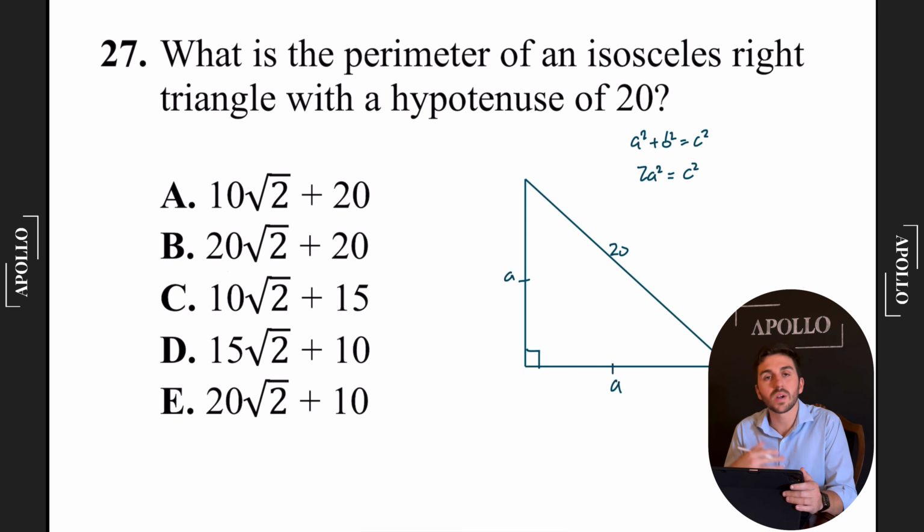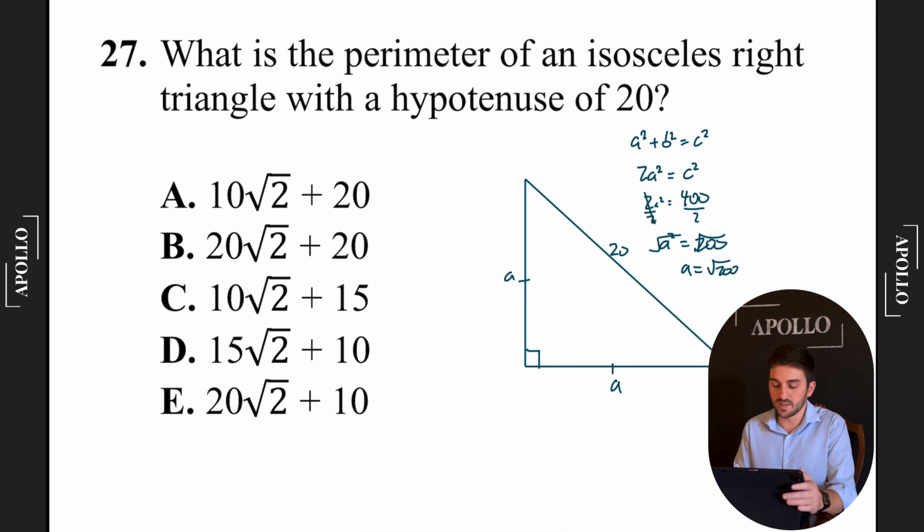So 20 squared, so 20 times 20 is going to give us 400. So we have 2a squared is equal to 400. Divide both sides by 2 to get rid of that. So we now have a squared is equal to 200. We take the square root of both sides to get rid of that radical, and we just get a is equal to the square root of 200. So now that we have that, we can erase these a's and just put the square root of 200.